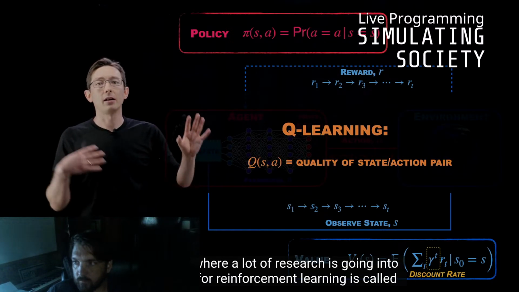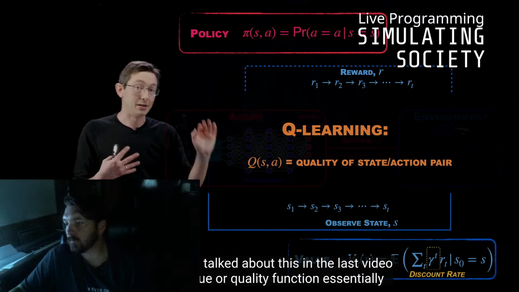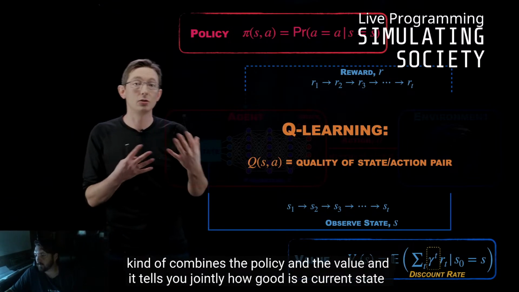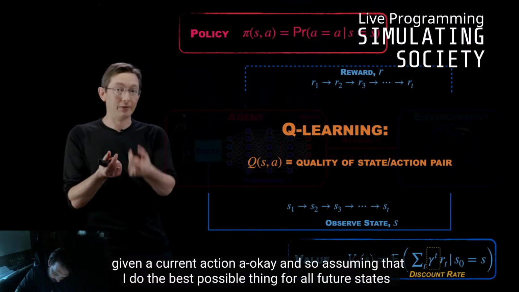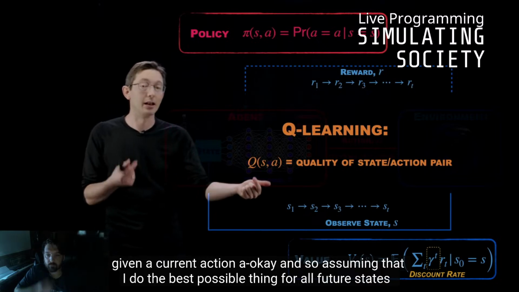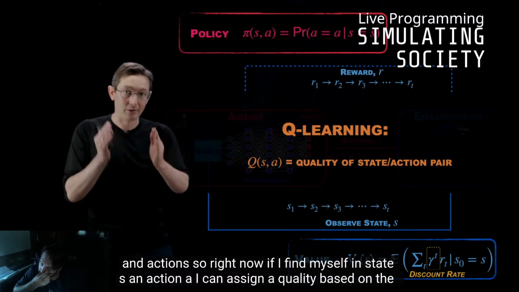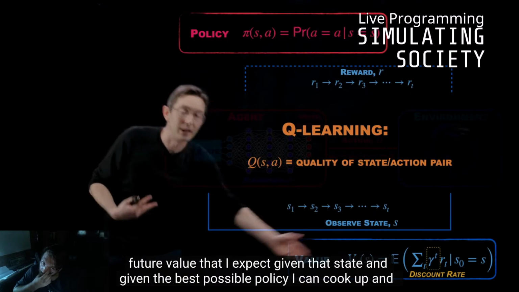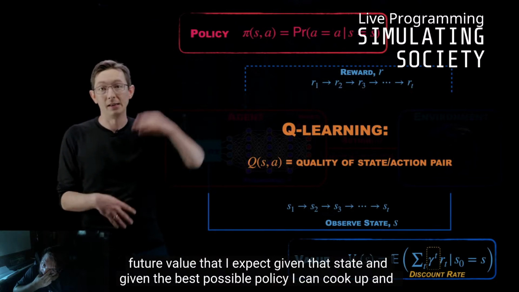So another area where a lot of research is going into deep learning for reinforcement learning is called Q-learning. I talked about this in the last video, where this Q or quality function essentially combines the policy and the value, and it tells you jointly how good is a current state given a current action A. Okay, and so assuming that I do the best possible thing for all future states and actions. So right now, if I find myself in state S and action A, I can assign a quality based on the future value that I expect given that state and given the best possible policy I can cook up.